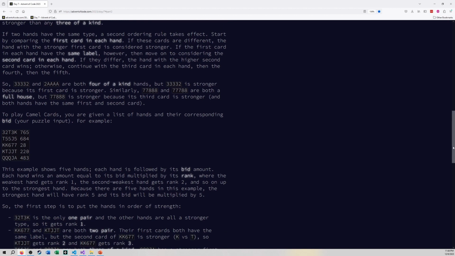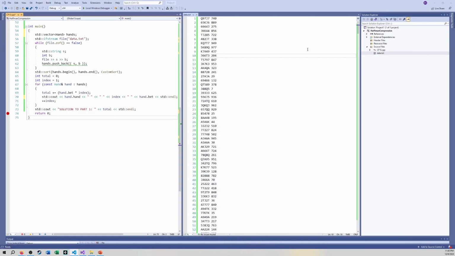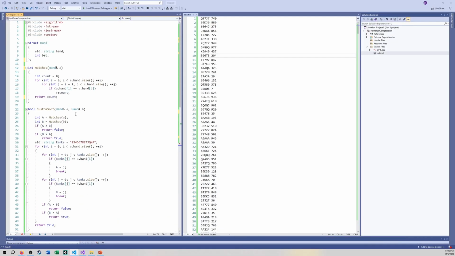So for part one here, you could see that everything ranks itself out, and then you multiply the bet value times its rank number, add them all together, and you get, in this case, 6,440 for the sample set. But in my data set, I have 1,000 hands I need to sort. So let me show you how I did part one here in C++.